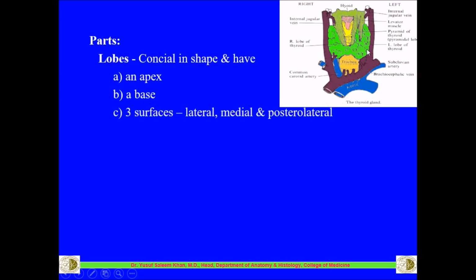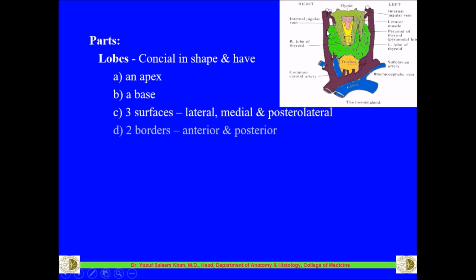Then it will have three surfaces. One is the lateral surface, which is towards the skin, outside. This will be called the lateral surface. Then there is a medial surface, which is in contact with the thyroid cartilage as well as tracheal rings. Then there is one more surface behind, which is called the posterolateral surface. So the lateral surface is in contact with the skin and other structures outside, the medial surface is in contact with the tracheal rings as well as the thyroid cartilage, and the posterolateral will be behind.